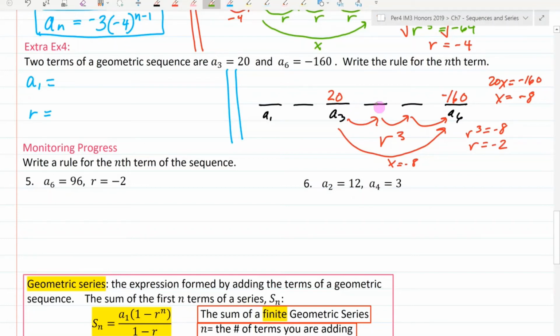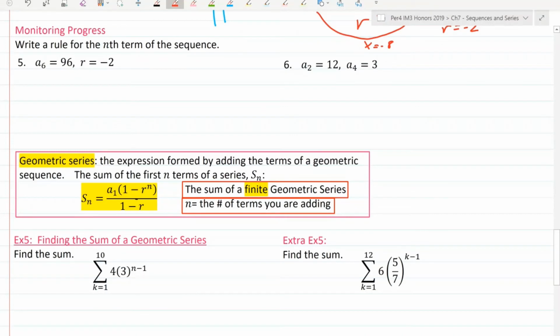And in that case, if we're multiplying by negative 2, that's negative 40, positive 80. You don't have to fill them all in, but you can just to double check. That would be negative 10, and this would be positive 5. So the first term is 5. The common ratio is negative 2. So the formula is going to be 5 times negative 2 to the n minus 1 power.